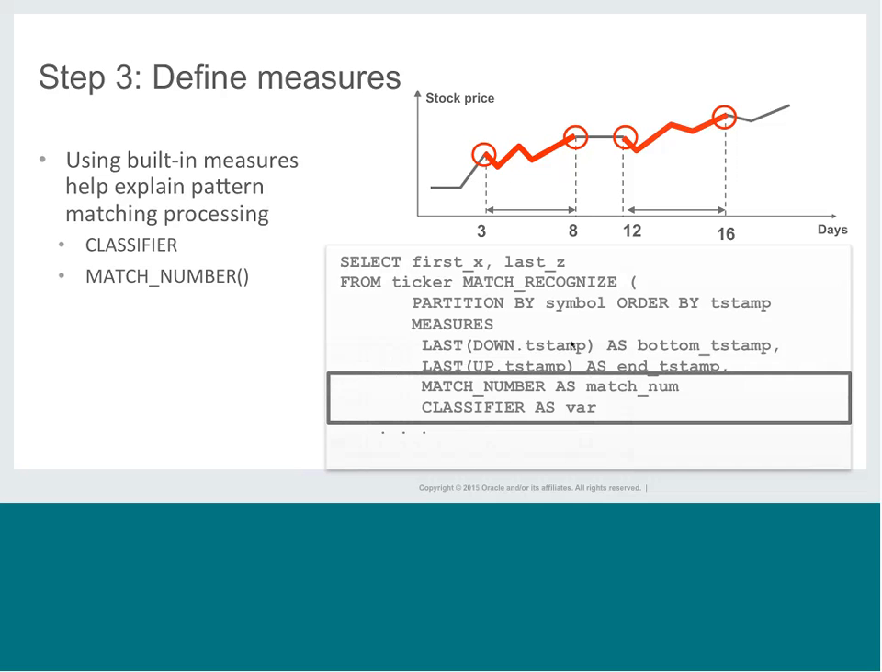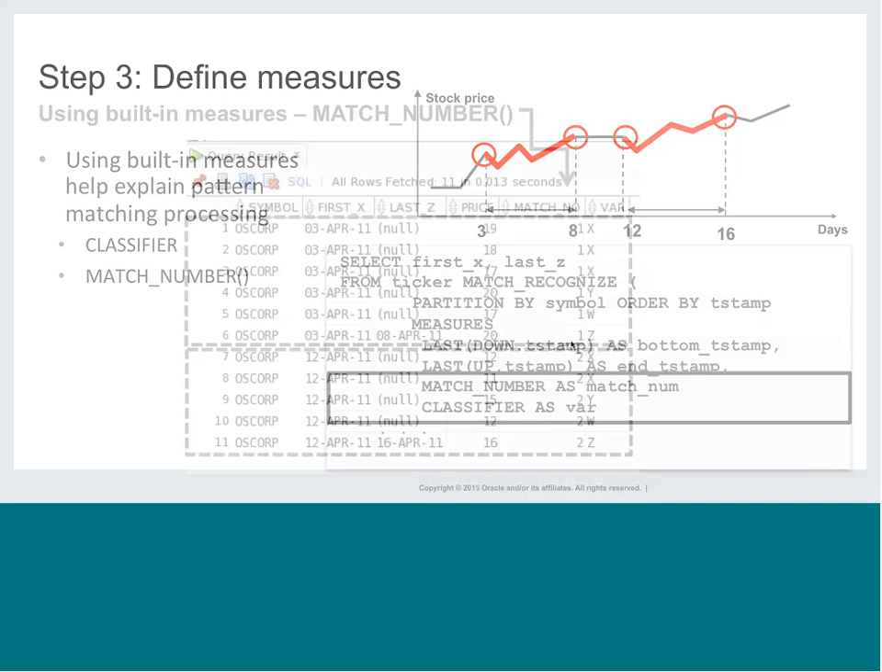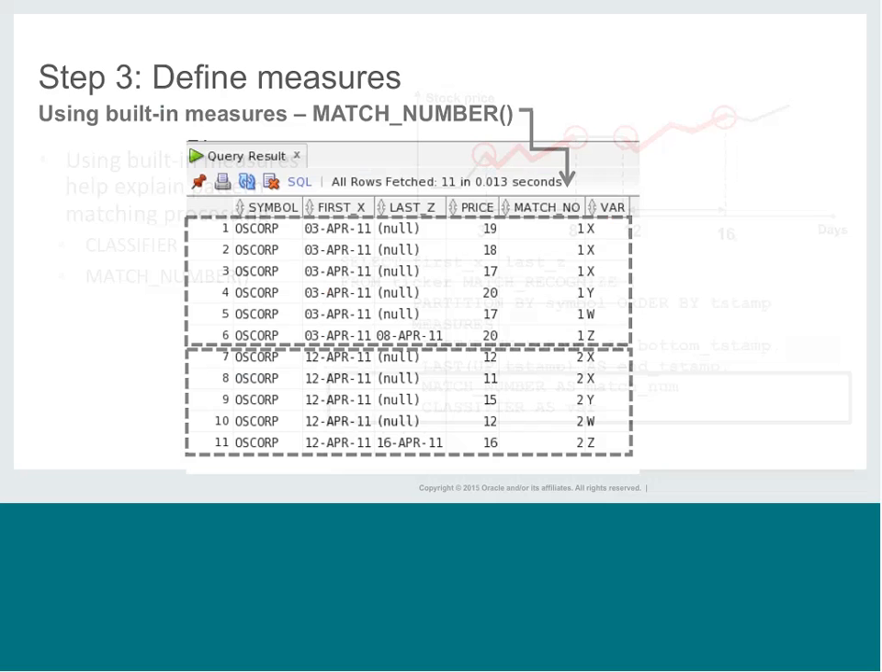So if we look at match number, what it tells us is it breaks the group down, my rows in my table, and tells me when it finds the first W, so the sequence of the price going down, as we see here, 19, 18, 17, then it goes up, then it goes down, then it goes up again. And that's the end of it. So that's the end, that's my pattern done.